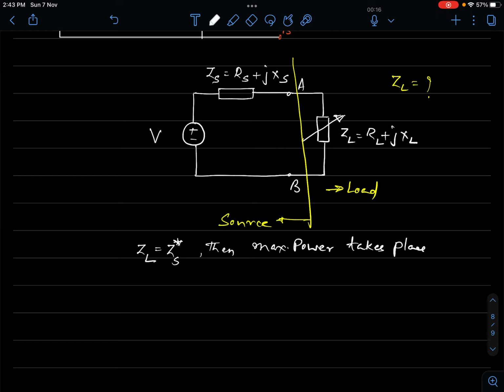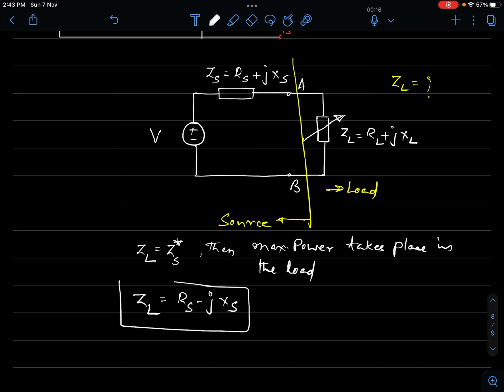We can prove this by the simple fundamental theory of maxima and minima. One can always prove this. What do we mean by the complex conjugate of the source impedance? We know that the source impedance is RS plus jXS. The complex conjugate obviously would be RS minus jXS. If ZL is made equal to the complex conjugate of the source impedance, maximum power is possible. That is the theorem. And the maximum power that can be absorbed in the load is given by V square divided by 4RL.